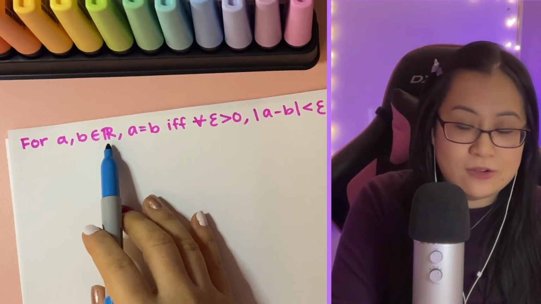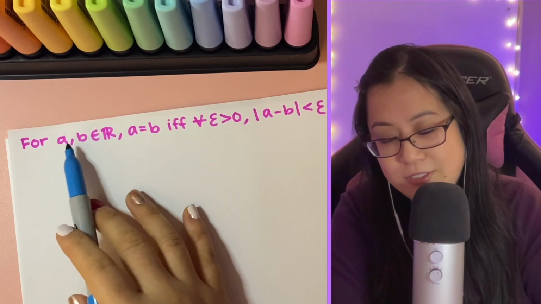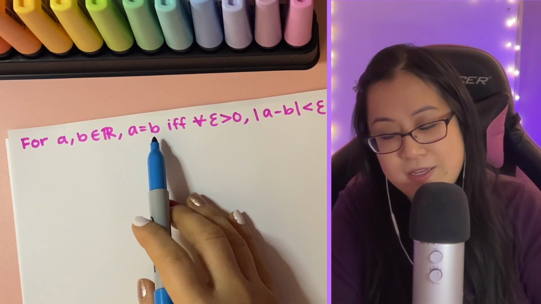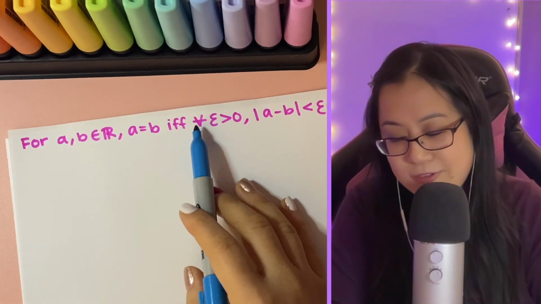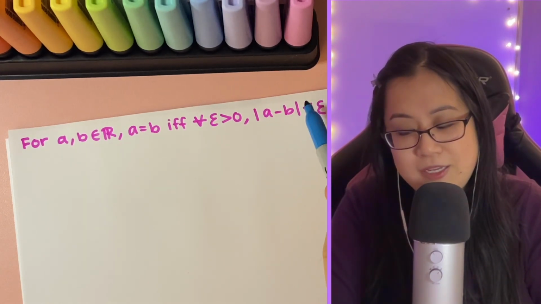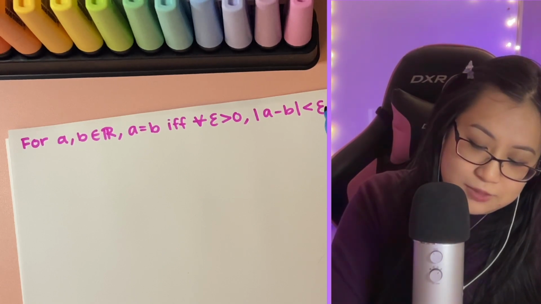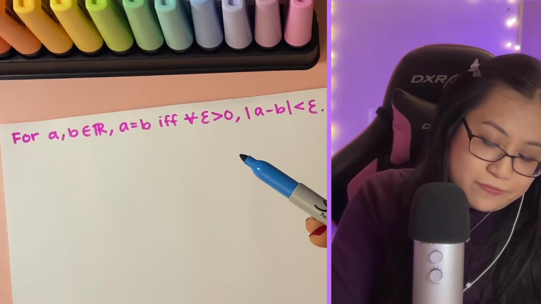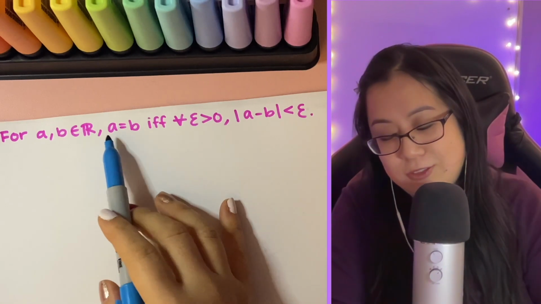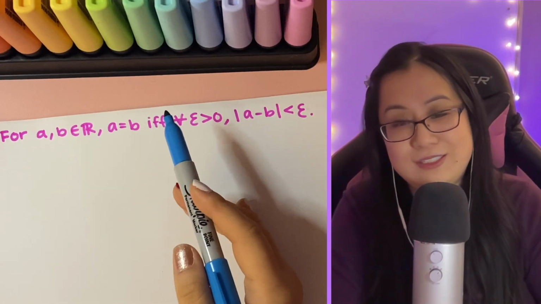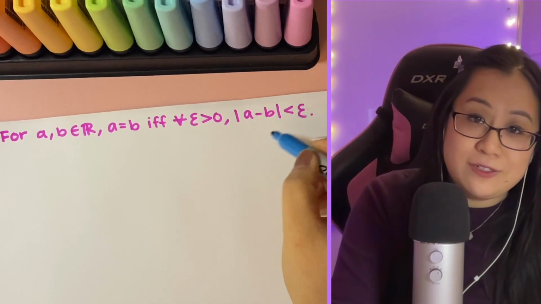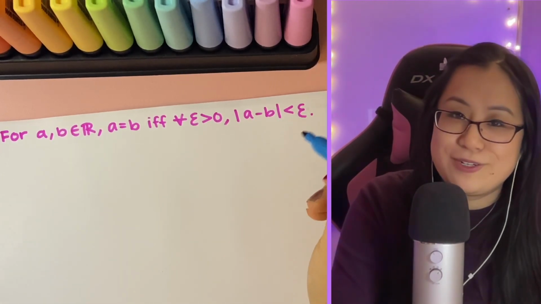B in R, the set of real numbers. So in other words, if we have two real numbers, A equals B if and only if for all epsilon greater than 0, the absolute value of A minus B is less than epsilon. Okay, so actually, conceptually here, you don't really need calculus at all. As long as you understand what it means for two numbers to be equal, and the idea of absolute value here, I think you'll get the gist of what we're talking about.